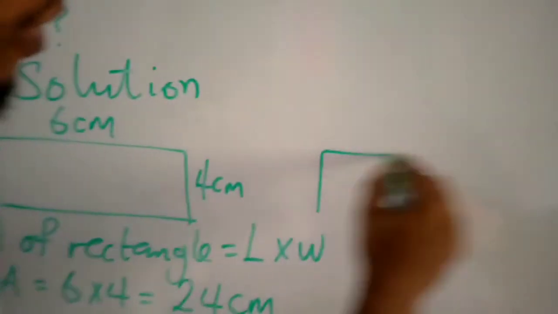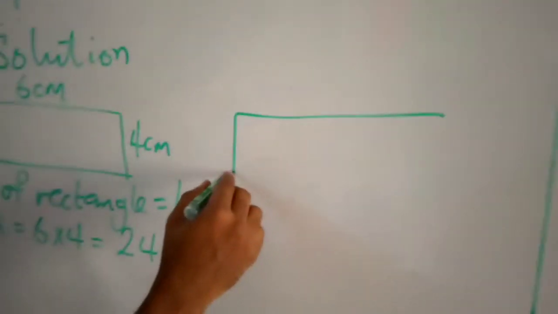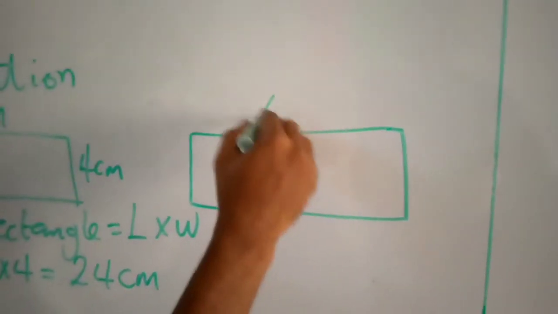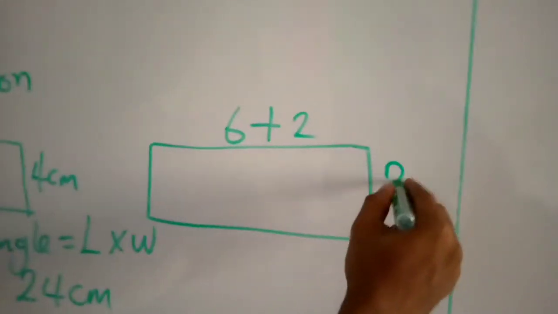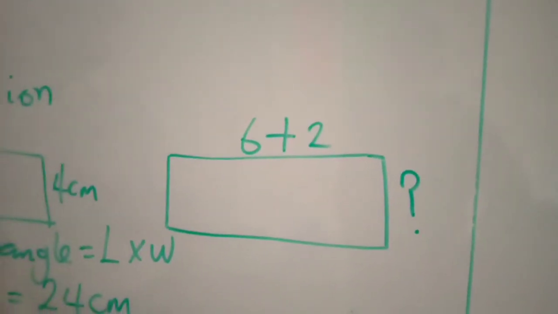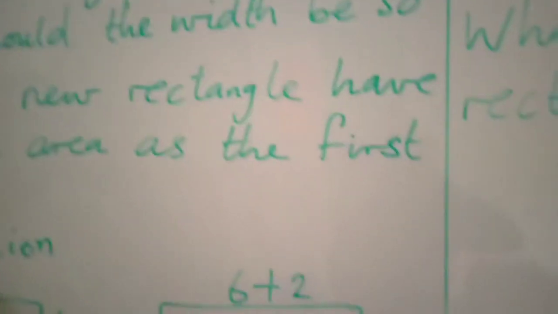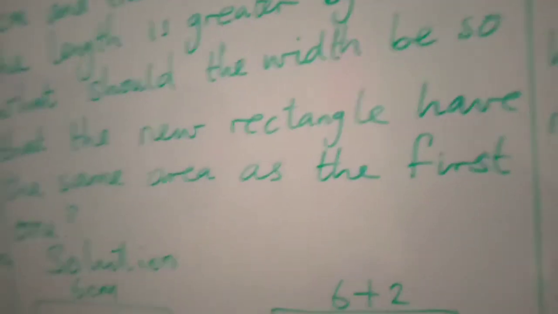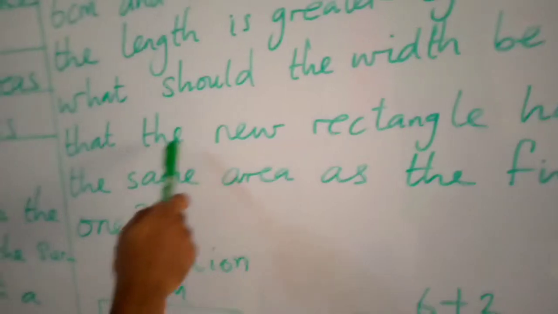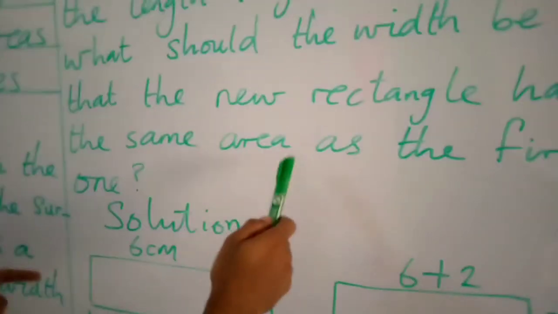Now remember what it said. If it is greater by 2, what will the length be now? This is the former length. If it is greater by 2, greater means you are adding. If it's less, you subtract. Good. You add when it is what? Greater, and subtract when it is what? Less. What should the width be so that the new rectangle has the same area as the first one?